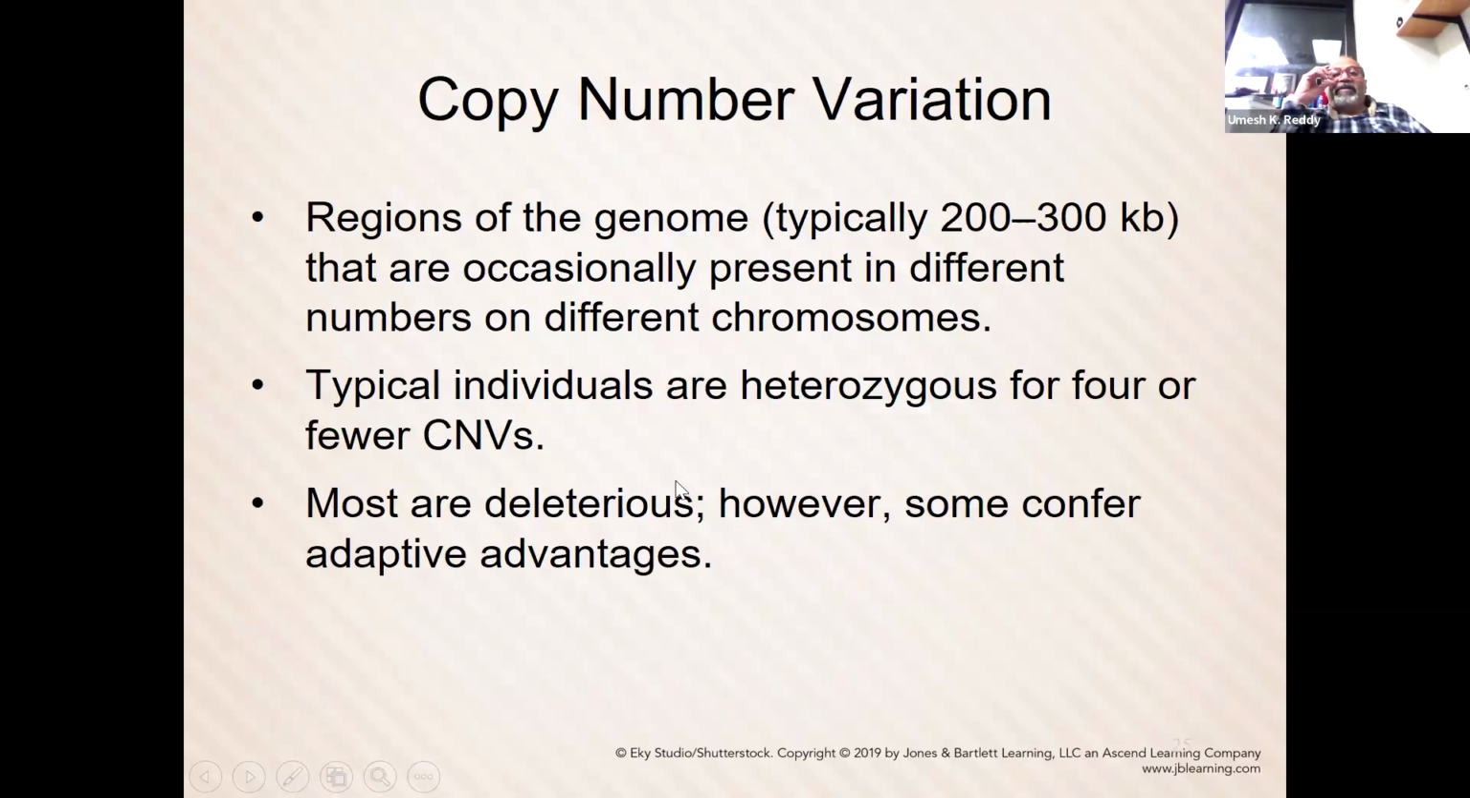And then copy number variation is again intriguing. Sometimes regions, segments of 200 to 300 KB containing many genes, are different.